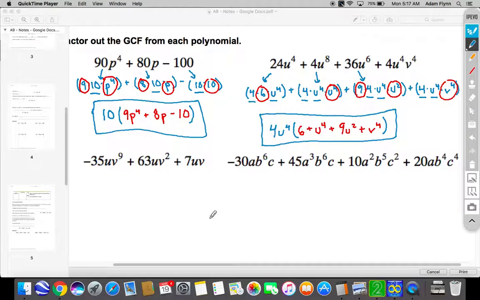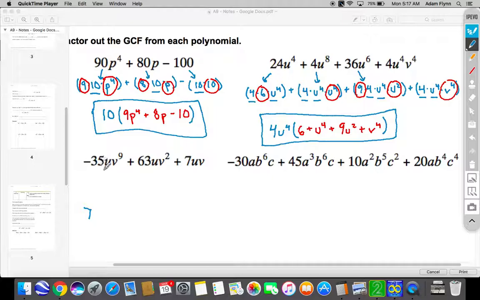Okay, so moving on to the next one. So I'll do it my shorthand way now, okay, without writing it out like this. But again, I do strongly encourage you to write it out like this, at least at the beginning, so you can understand the process and visually see what you can take out as your greatest common factor, and then circle whatever you're left with. So I know negative 35, 63, and 7 are all divisible by 7. So I know as part of my greatest common factor, I'll have 7.